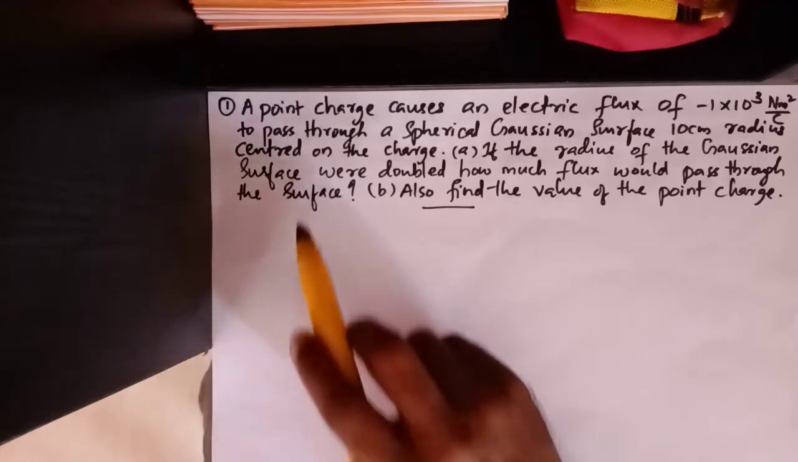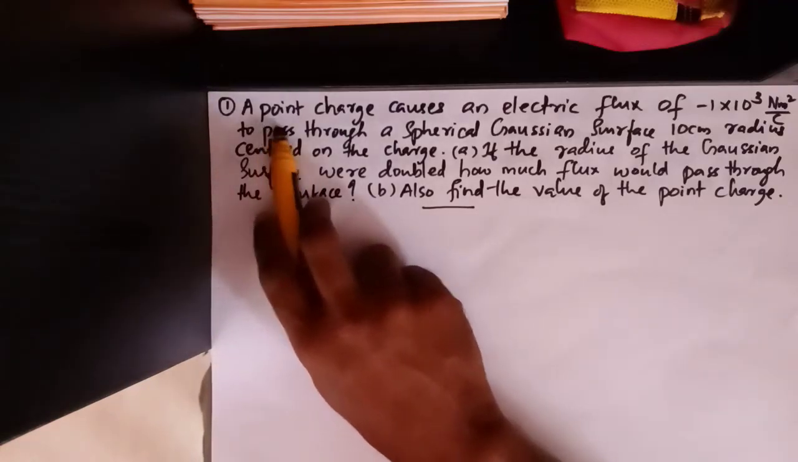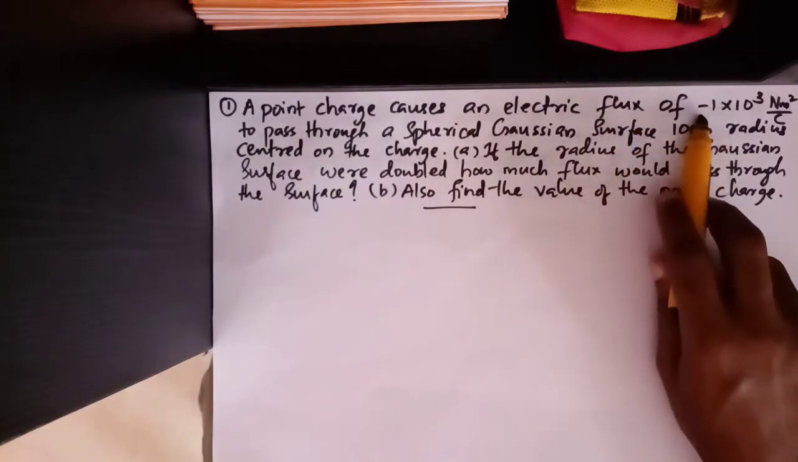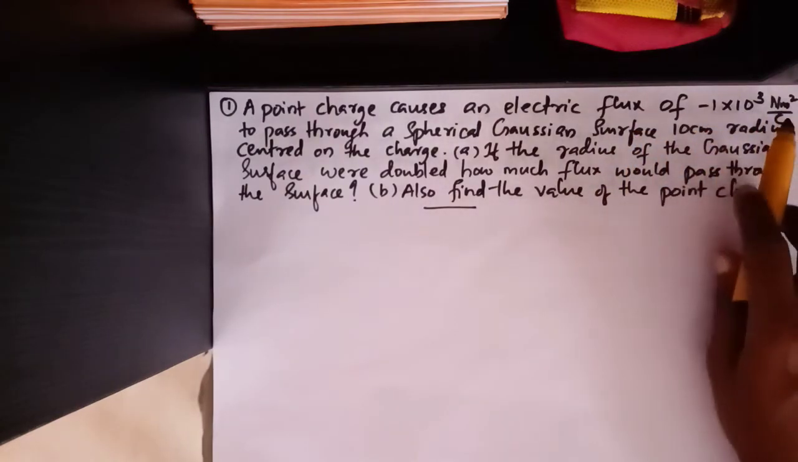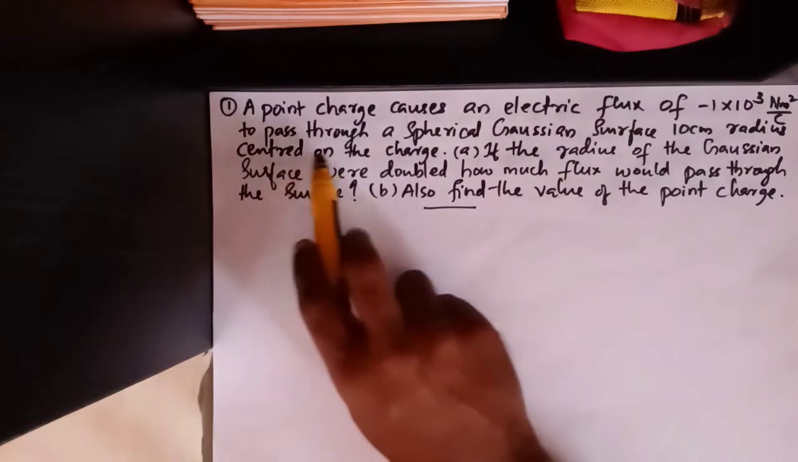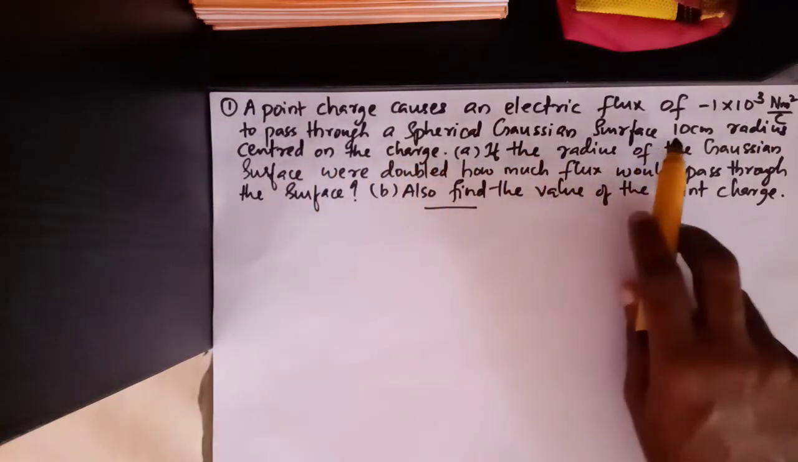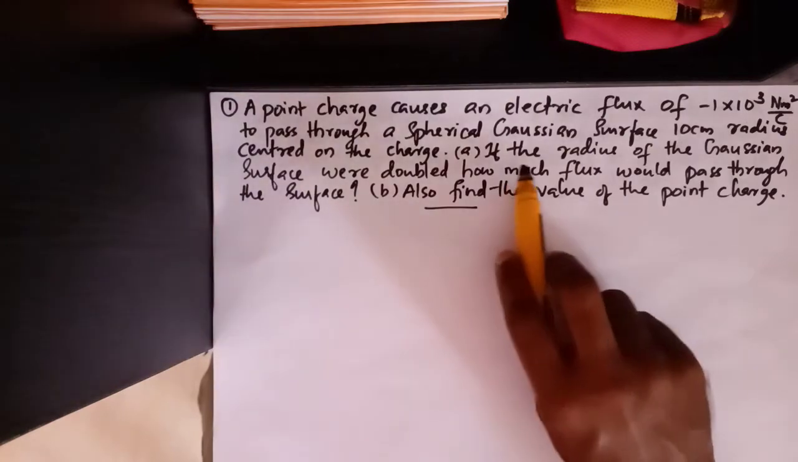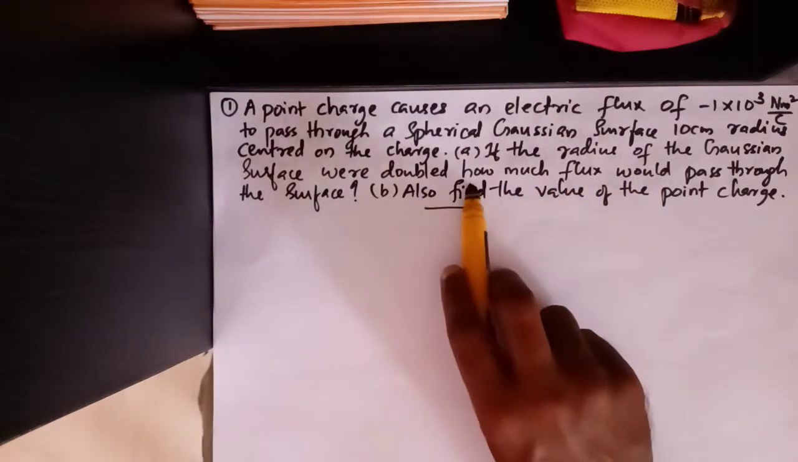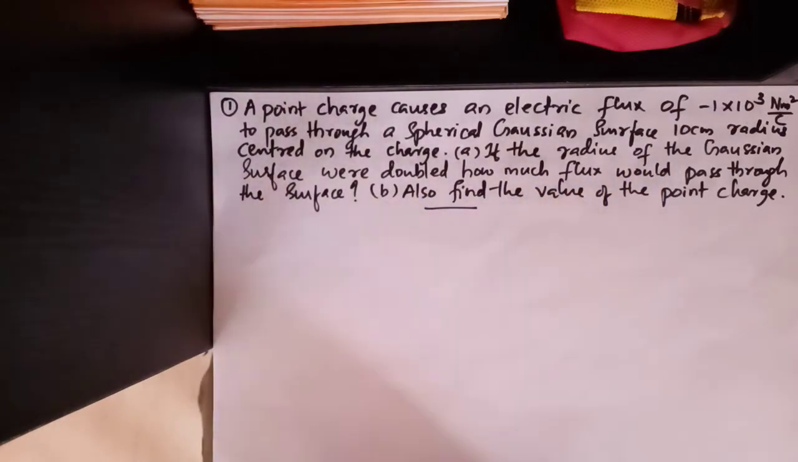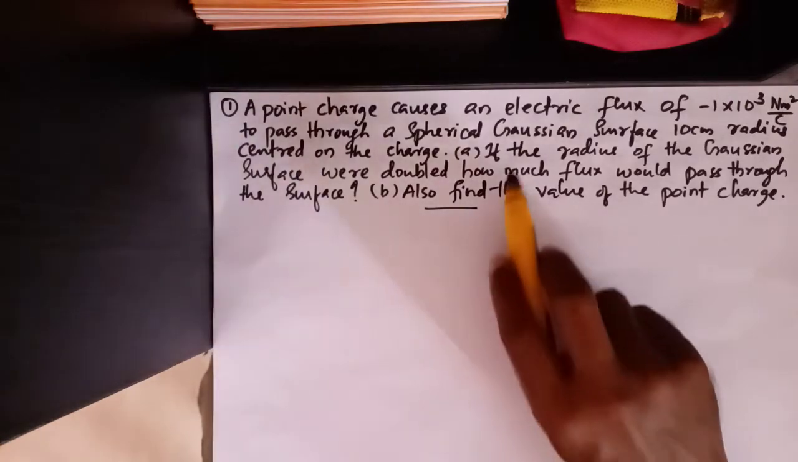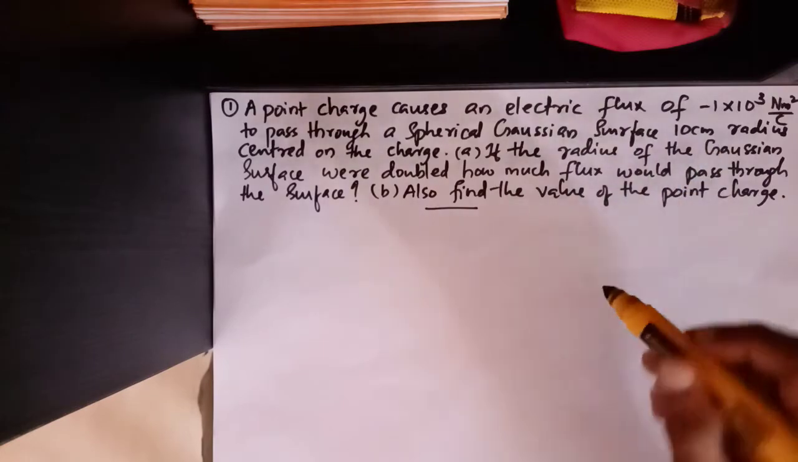The problem in electrostatics: a point charge causes an electric flux of minus 1 into 10 raised to 3 Newton meter square per coulomb to pass through a spherical Gaussian surface of 10 centimeter radius centered on the charge. If the radius of the Gaussian surface is doubled, how much flux would pass through the surface? And also find the value of the point charge. Okay, so we have a Gaussian surface of 10 centimeter radius.